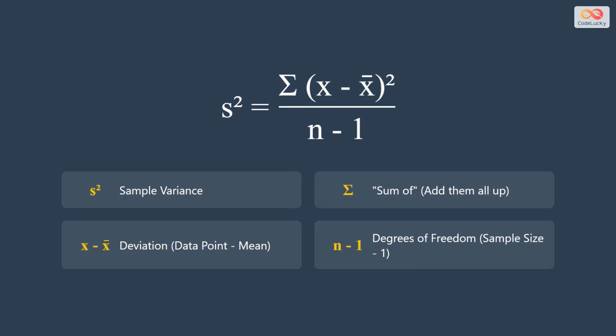This brings us to the variance formula. To solve the negative number problem, we square the deviations. That is what this symbol sigma followed by (x minus x bar) squared means. It means we square each distance and then sum them up. We call this quantity s squared, or the sample variance.